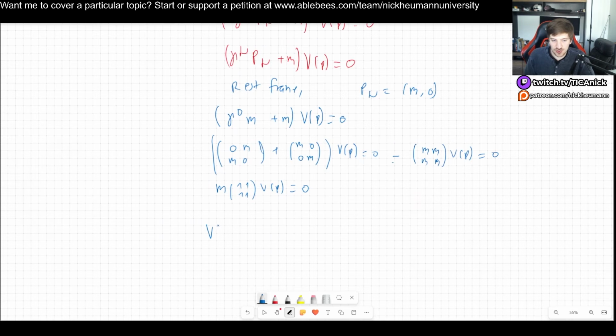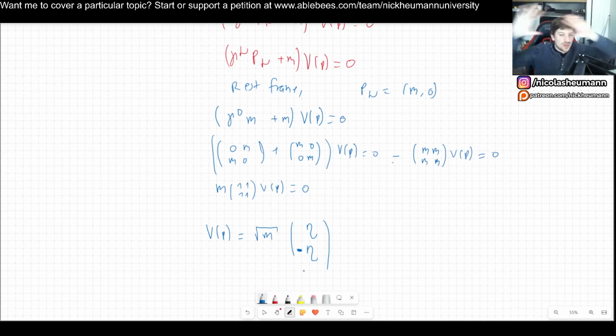So this means that our solution, v of p, is going to be just like before, square root of m, but now, well, first of all, we can't say chi anymore, so let's call it eta. But now for this to be a solution, we need a minus sign in here. So we put a minus sign in here. And that's it. That is the only difference.